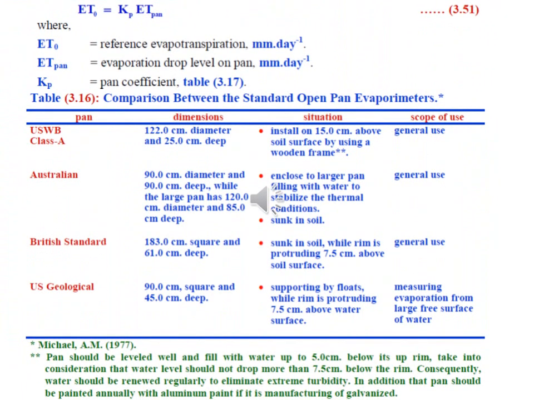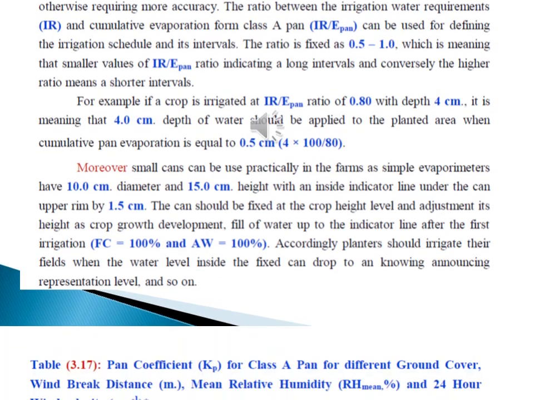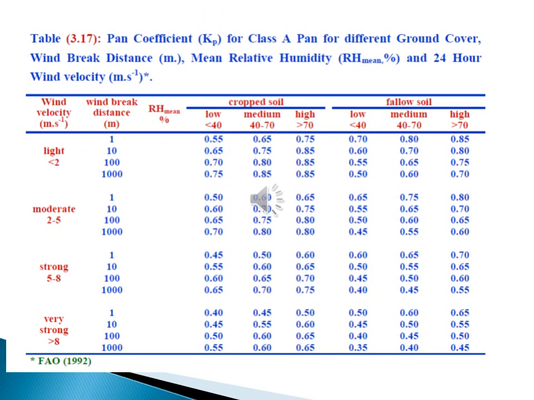Table showing a comparison between the standard open pan evaporometer. Anyway, a pan is considered a cheap, simple, and fast method for obtaining evapotranspiration where otherwise more accuracy is required. The ratio between the irrigation water requirements and cumulative evaporation from the class A pan can be used for defining the irrigation schedule and its interval. Table showing the pan coefficient for class A pan for different ground cover, wind break distance, mean relative humidity, and 24-hour wind velocity.